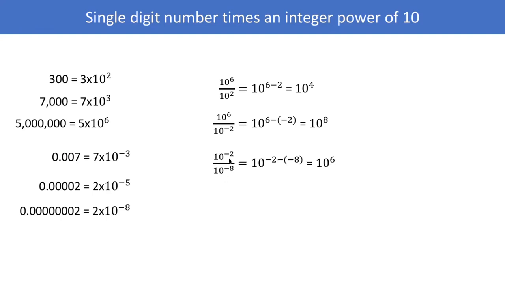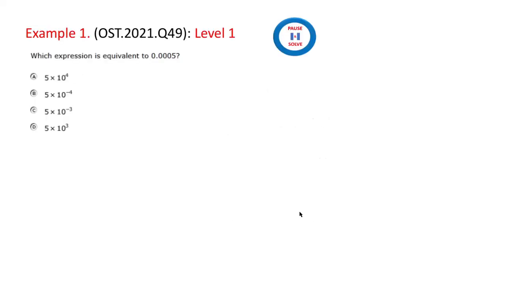Again, similar here. 10 to the power negative 2 divided by 10 to the negative 8. 10 to the power negative 2 minus negative 8. Minus negative 8 is plus 8. Minus 2 is plus 6. Last one here is 10 to the power 6 divided by 10 to the power 8. 6 minus 8 is minus 2. Now we get to the questions.